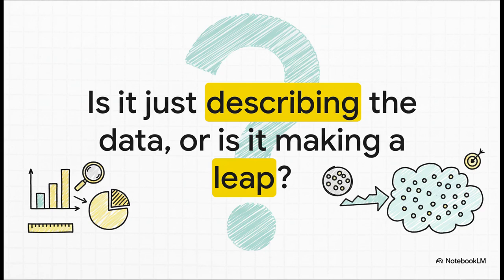So here's my challenge to you. The next time you see a news report or read an article with a statistic, just pause for a second and ask yourself a simple question. Is this number just describing a specific small group they looked at, or is it making a bigger leap, a claim about everyone? In other words, are you looking at a finding from a magnifying glass or from a telescope? Just knowing that difference makes you a much, much smarter reader of the world.